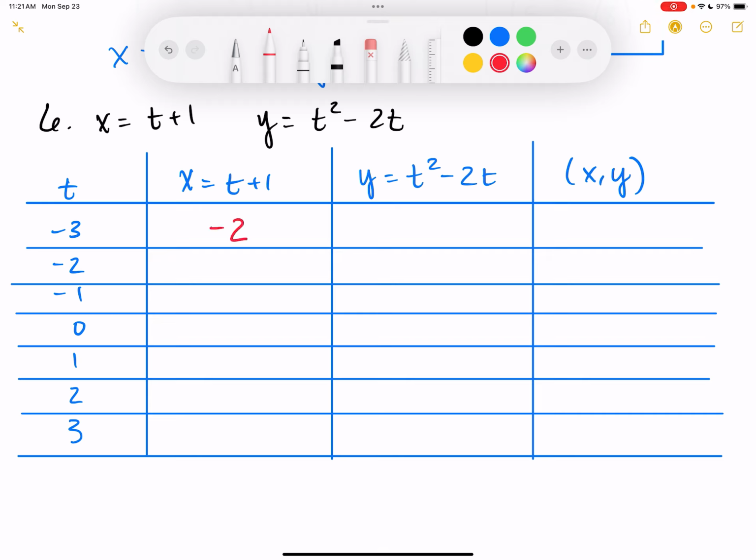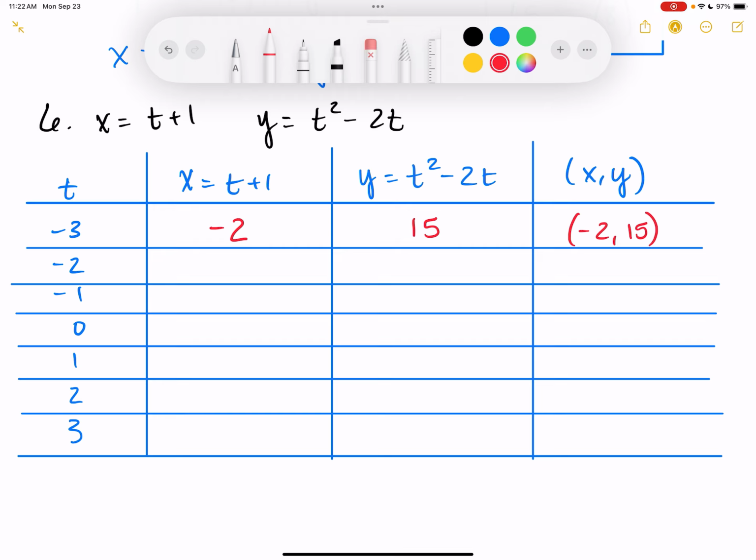And then plug -3 into the y equation. So -3 squared is 9, -2 times -3 would be 6, and the total is 15. So then the point is -2, 15. So we're just plugging it in and then getting the ordered pair for each one.